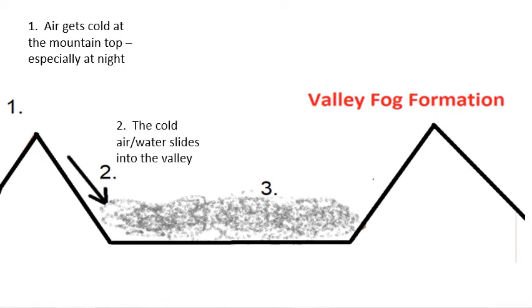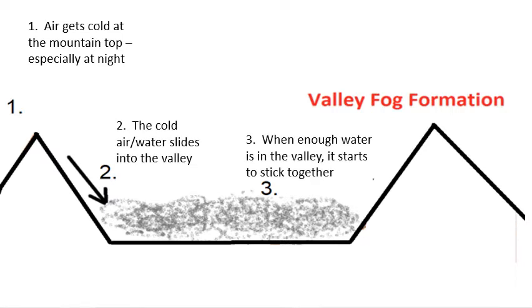So here are our steps in the formation of valley fog. First of all, the air gets cold at night, especially at the tops of the mountains, and then it slides into the valley. Well, when there's enough water in the valley and it's cool like it is overnight, it starts to stick together. We can see it. That's what fog is. This is a special type of fog called valley fog.